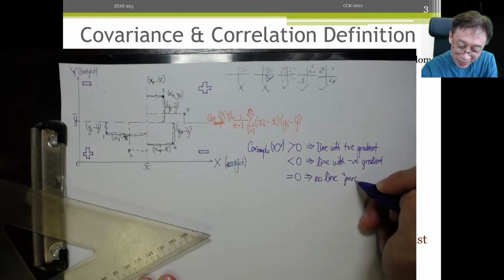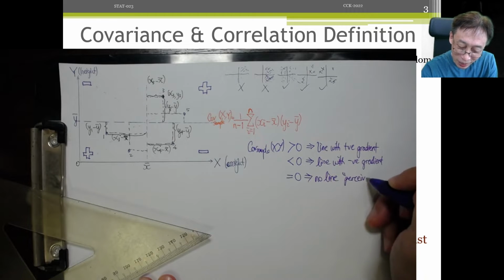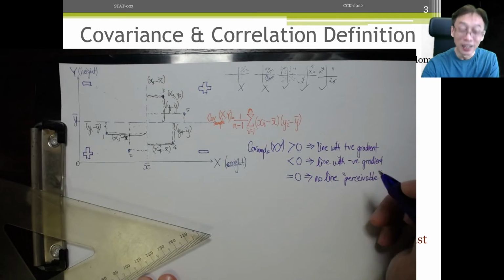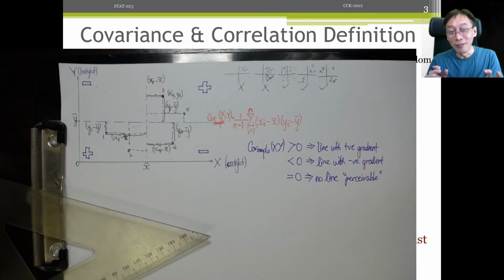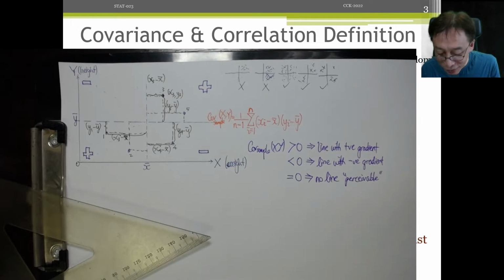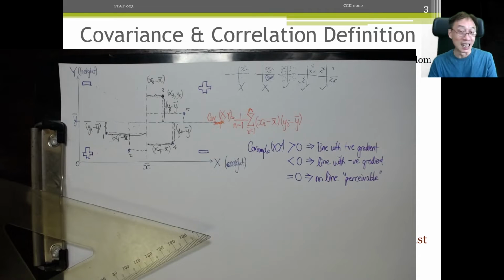Of course, it is mathematics, but it's kind of cute. Rather, if you look at it as being run by a robot, then it is quite meaningful to say no line perceivable by the robot. The robot cannot see a line. So that will also be very important, valuable information to deduce from.